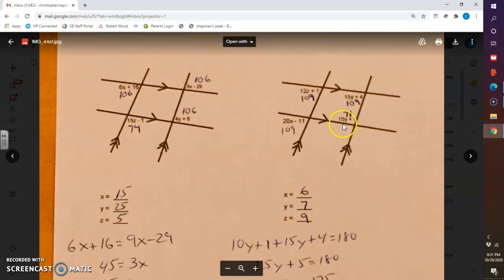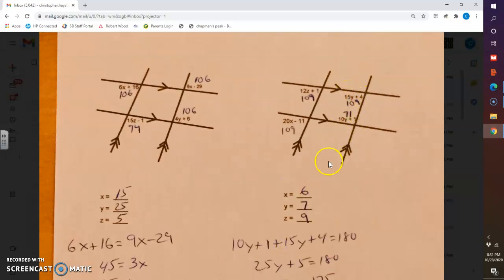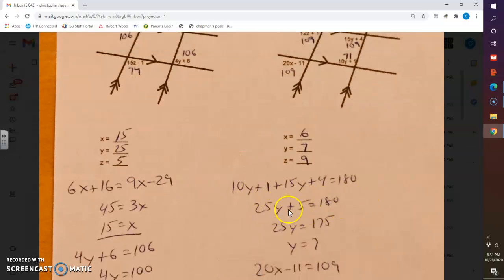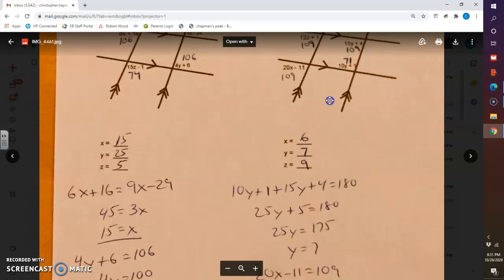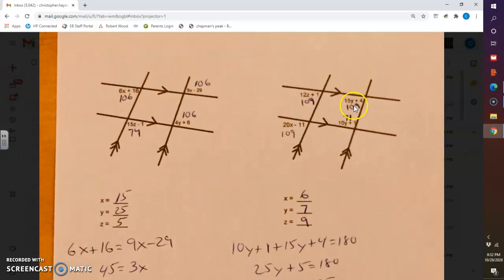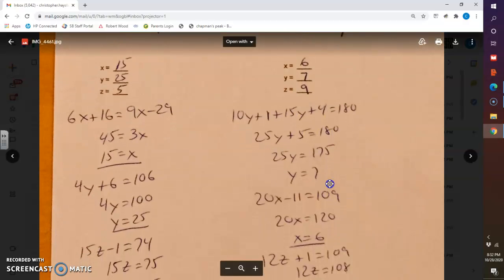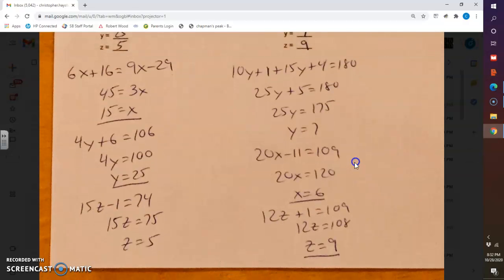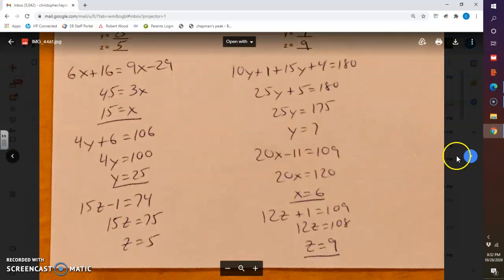Here, my two y's represent same side interior angles. So I need to add them together and set them equal to 180. When I do that, my y equals 7, and I plug that in, I get 71 here, I get 109 here. 109 and 12z plus 1 are corresponding, so 109 and 109. And these two angles are corresponding as well. So I can set 20x minus 11 equal to 109, and 12z plus 1 equal to 109, and I get x equals 6 and z equals 9.